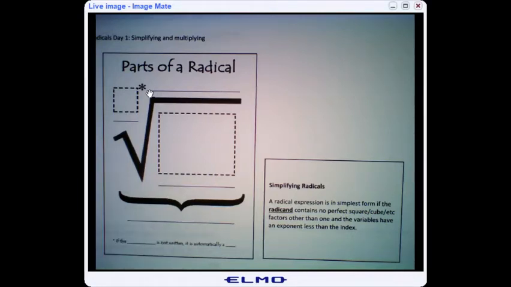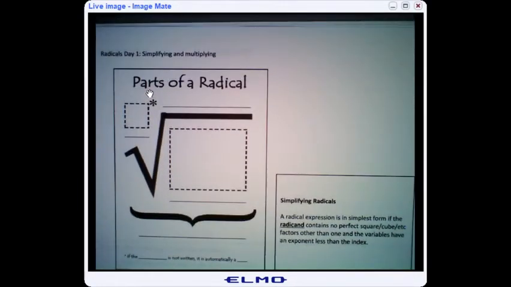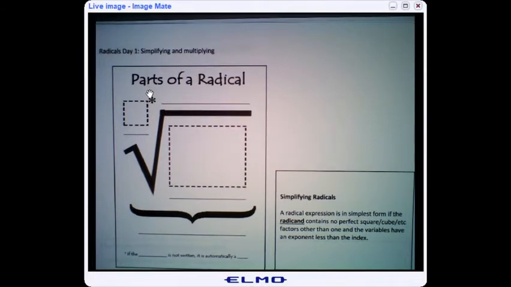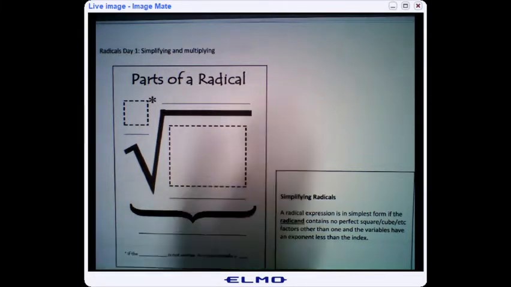So this unit is all about radicals. We're going to learn how to add and subtract them, multiply, divide, simplify. We're going to start with just simplifying radicals. So the first thing we want to make sure we all agree on is the vocabulary.